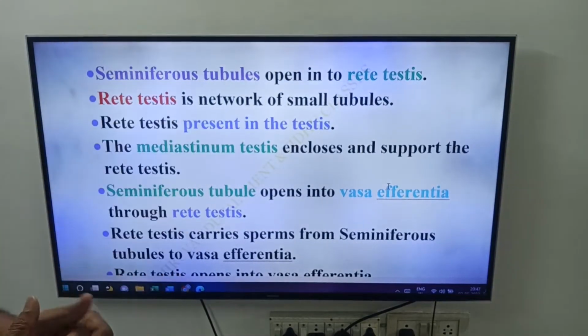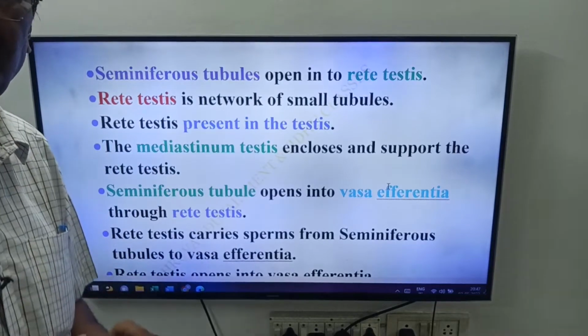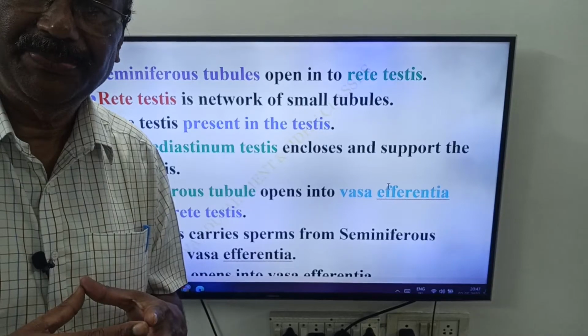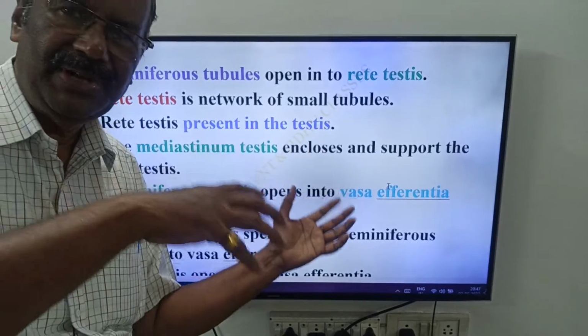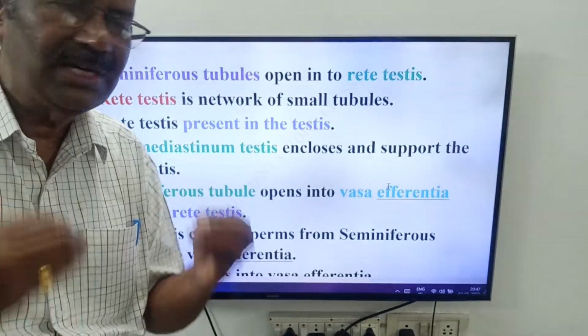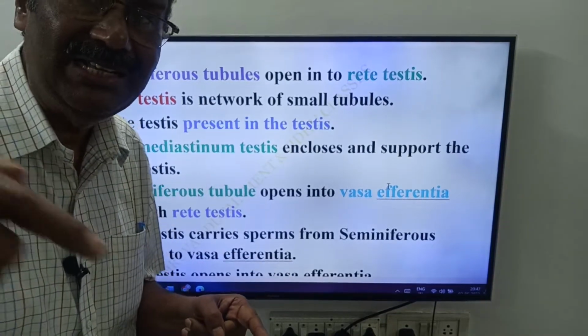What is rete testis? Rete testis is a network of small tubules. It's a group of small tubules. Seminiferous tubules open into rete testis. Rete testis is present inside the testis, friends.